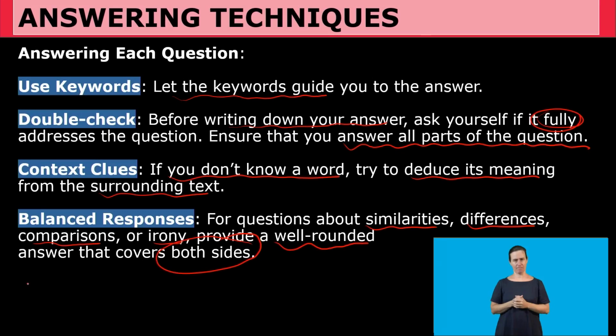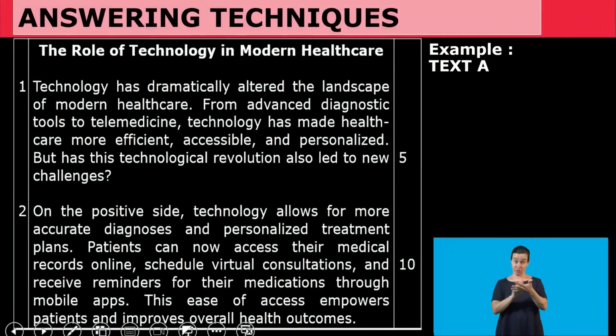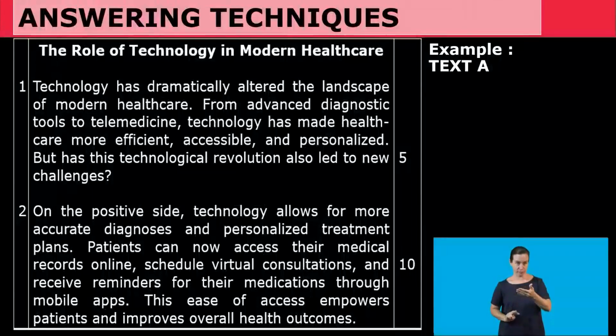Now we're going to do an activity to practice all the things that we learned today. Our reading skills, our knowledge of verbs of questioning, how to answer the text, how to answer questions. So the text we're looking at today is the role of technology in modern healthcare. You'll use your skimming and scanning skills to go through the text. Technology has dramatically altered the landscape of modern healthcare. From advanced diagnostic tools to telemedicine, technology has made healthcare more efficient, accessible, and personalized. But has this technological revolution also led to new challenges?